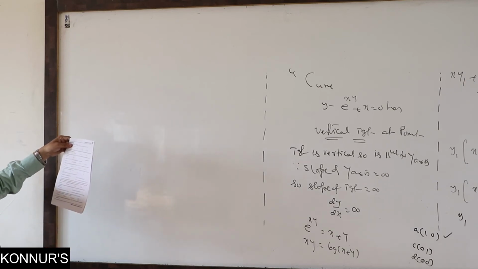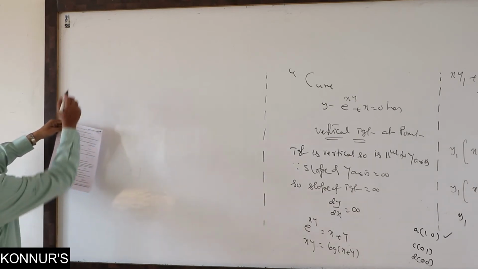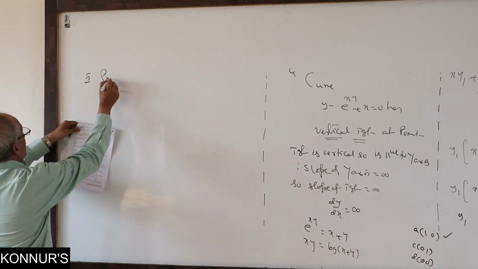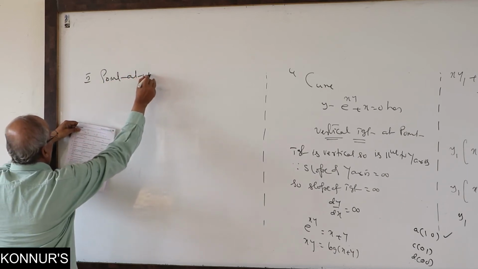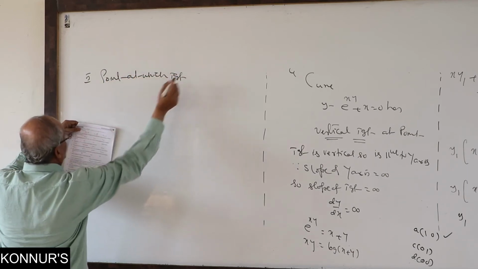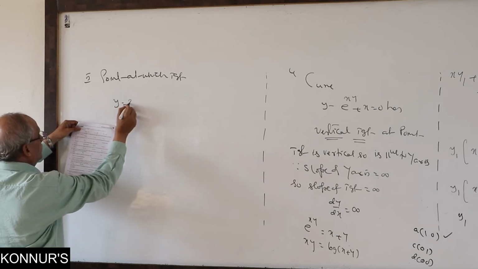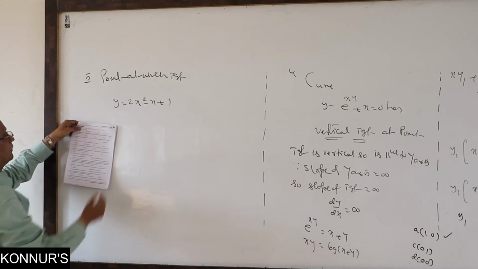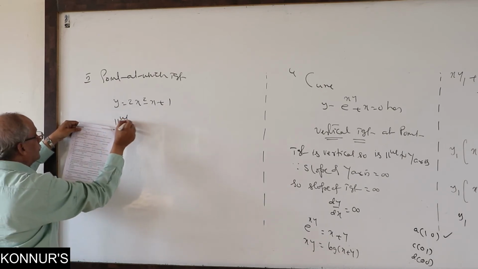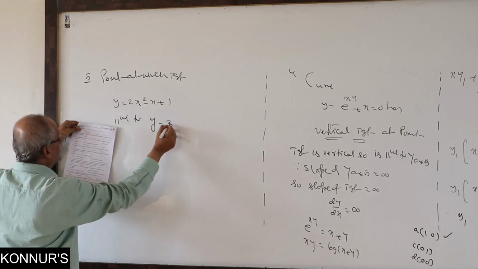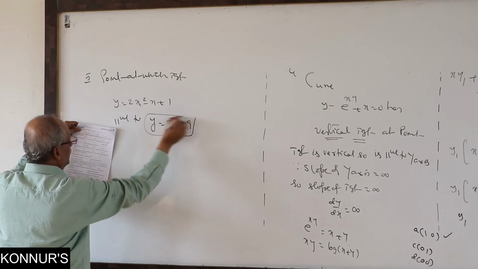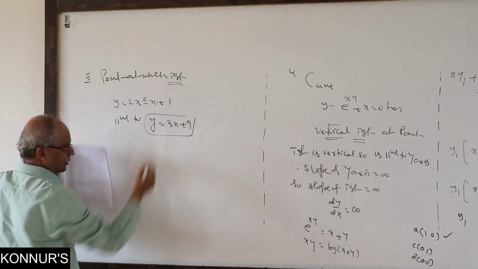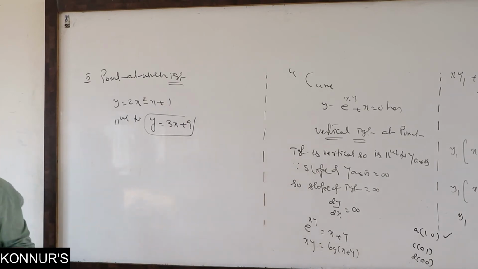See, number 5 is: find the point at which the tangent to the curve is parallel to another line. What is the curve here? A quadratic function, a parabola. The tangent is parallel to the given line y equals 3x plus 9. When we say two lines are parallel, the slopes are equal.